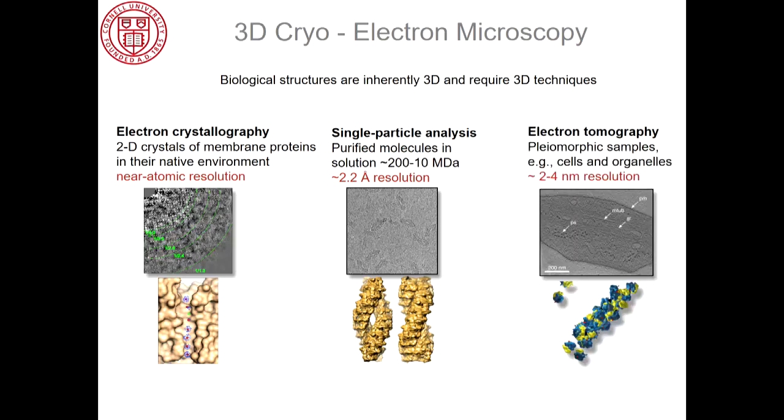And the resolution is at atomic, and if I just freeze the material and image it directly, given the dose limitation, I'm going to be at 2 to 4 nanometer resolution. So this is a useful technique to map over to batteries, for instance.